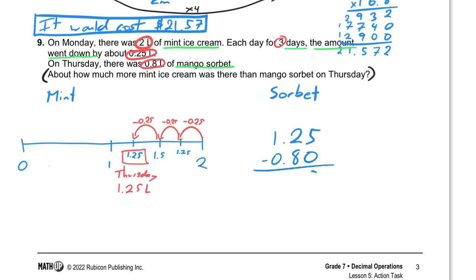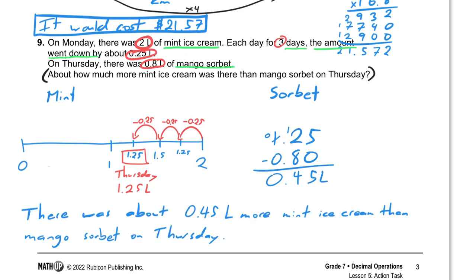5 take away 0 is 5. Then 12 take away 8. Right, I can't go 2 take away 8, so I'm borrowing from the 1. But I mean, I don't need to do that. I just go 12 take away 8, and I should have 4. The decimal gets carried down, and I've got 0.45 liters. Does this make sense? I should just ask myself, does this make sense? It does make sense that we would have 1.25 liters on Thursday, and when I subtract that 0.8, I should have about 0.45 liters. It does make sense to me, so I'm just going to write it in a sentence finally. There was about 0.45 liters more mint ice cream than mango sorbet on Thursday.